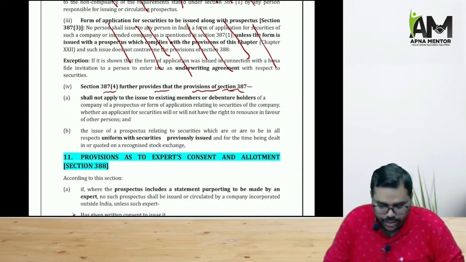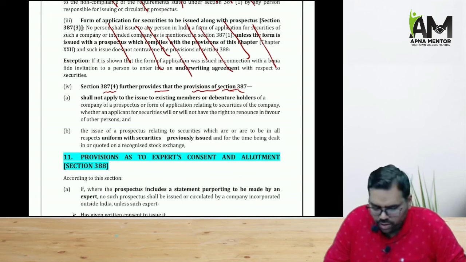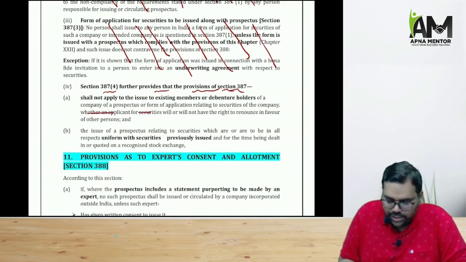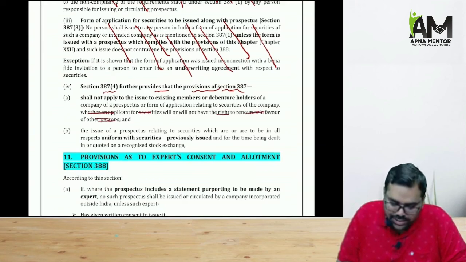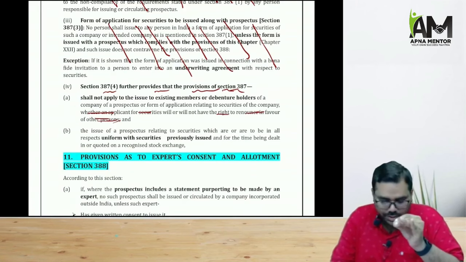will not be applicable. So if this issue is made to the existing members or debenture holders of a company, then whether an applicant for securities will or will not have the right to renounce in favor of another person, you can ignore that. You just remember that if the issue is made to existing members or debenture holders of a company, then this requirement of section 387 is not applicable.